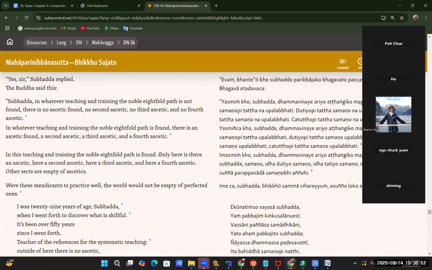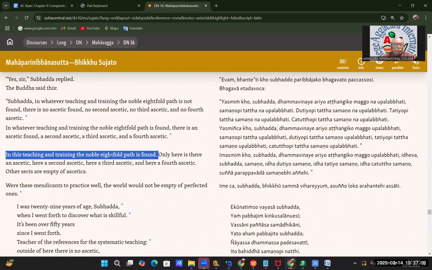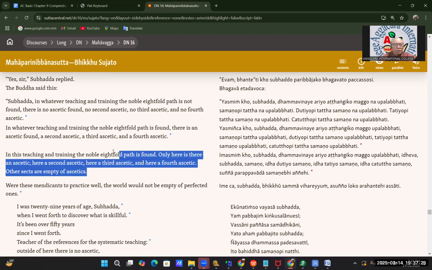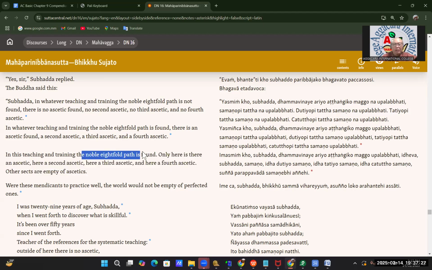Okay, this one. In this teaching and training, the Noble Eightfold Path is found. All right. So only here, ascetic here means samana. Samana refers to monks or those who attain enlightenment here. Because if we are talking about first, second, third, and fourth, this refers to the fourth level, four types of enlightenment. So here it mentioned the Noble Eightfold Path.